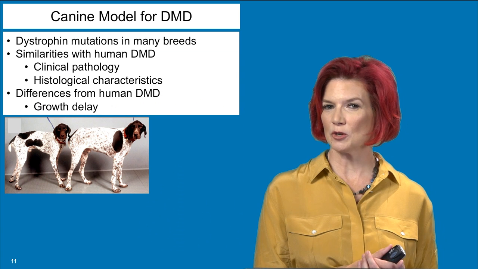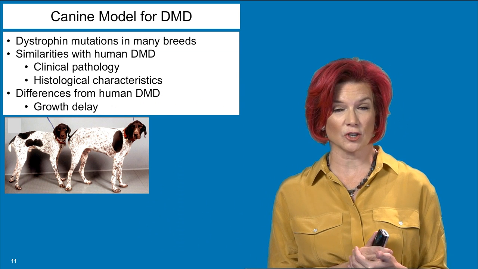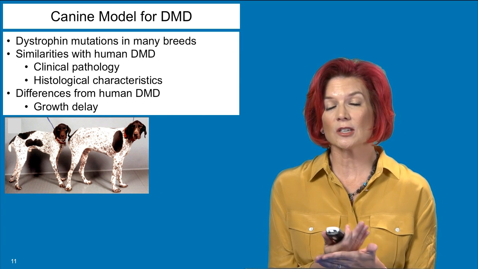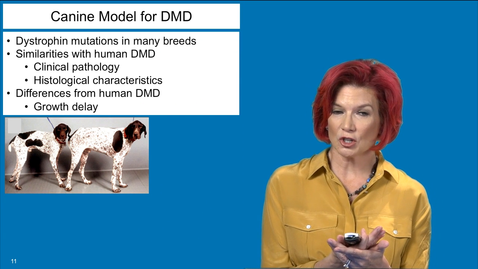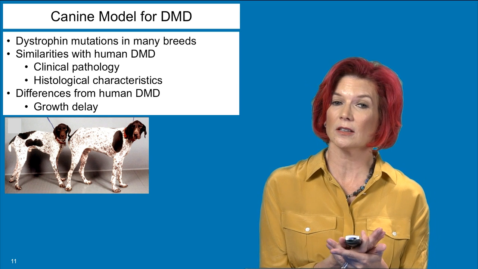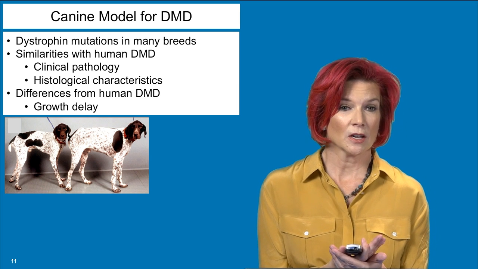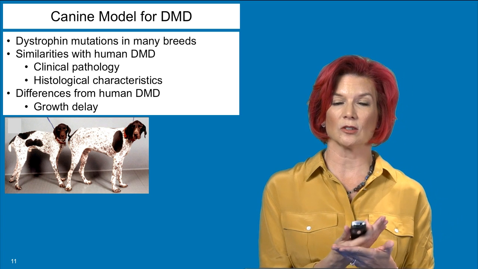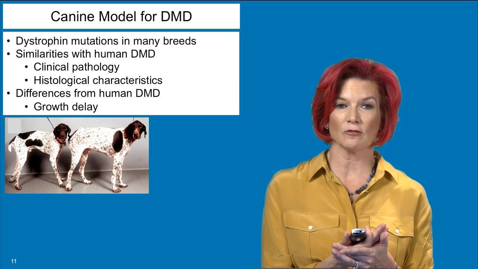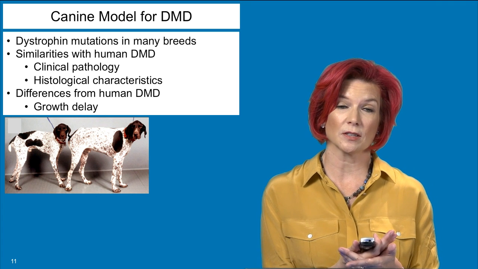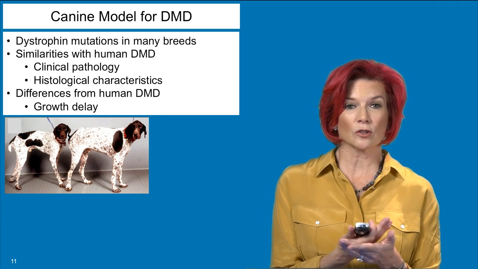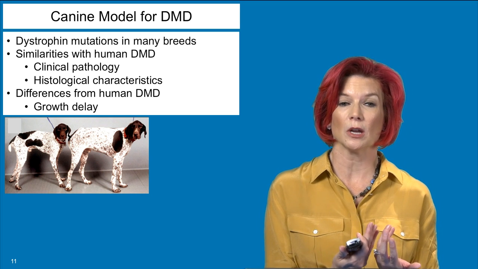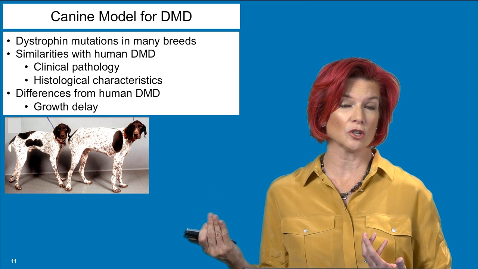So, as we mentioned before, there is a canine model for Duchenne muscular dystrophy. And in fact, dogs get muscular dystrophy just like humans do. Remember that the dystrophin gene is one of the largest genes and is highly susceptible to mutation. So there are many different breeds of dogs that have developed muscular dystrophy, and some of those breeds have been isolated in the laboratory setting and are used for certain, particularly preclinical studies, to test out a therapy before that therapy is translated to humans.